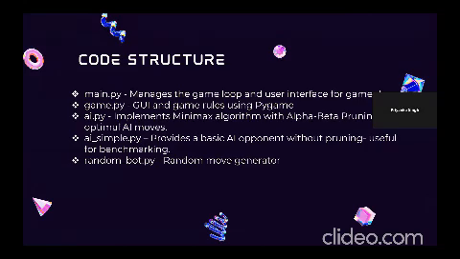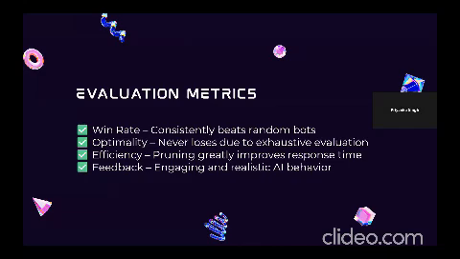Our code is modular. Main.py runs the game. Game.py manages the GUI. AI.py contains the smart AI logic with pruning. AI simple is used for benchmarking, and randombot.py plays random moves. We evaluated the AI using these metrics: win rate against random bots, optimality as it never loses, efficiency from pruning, and user feedback about the AI's behavior.